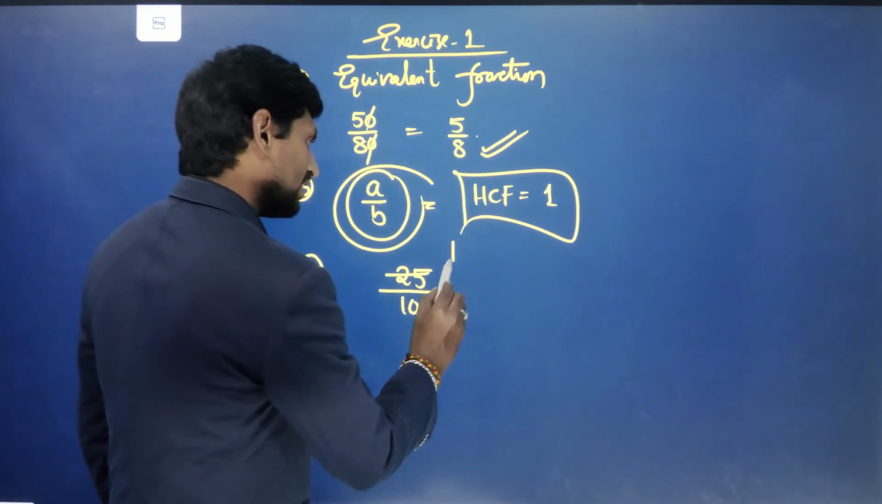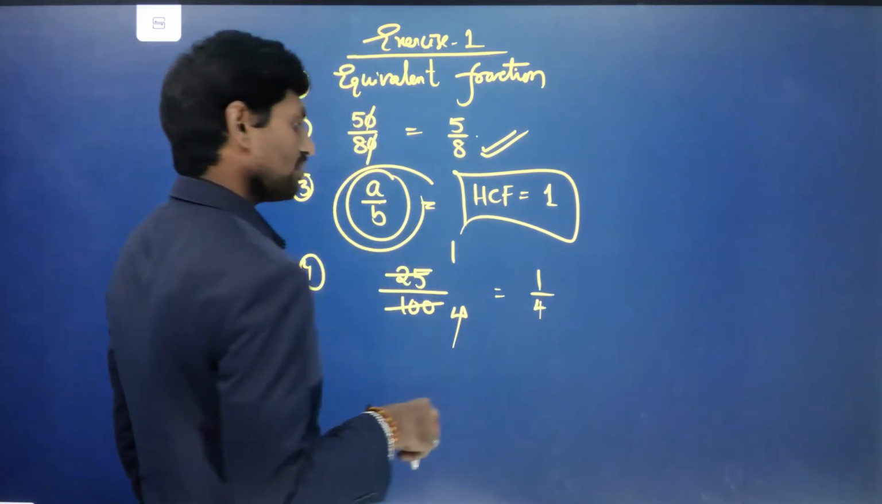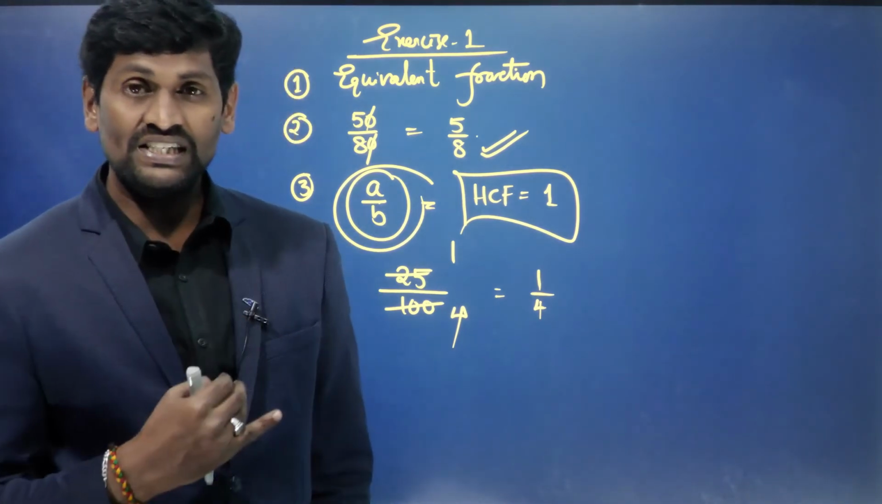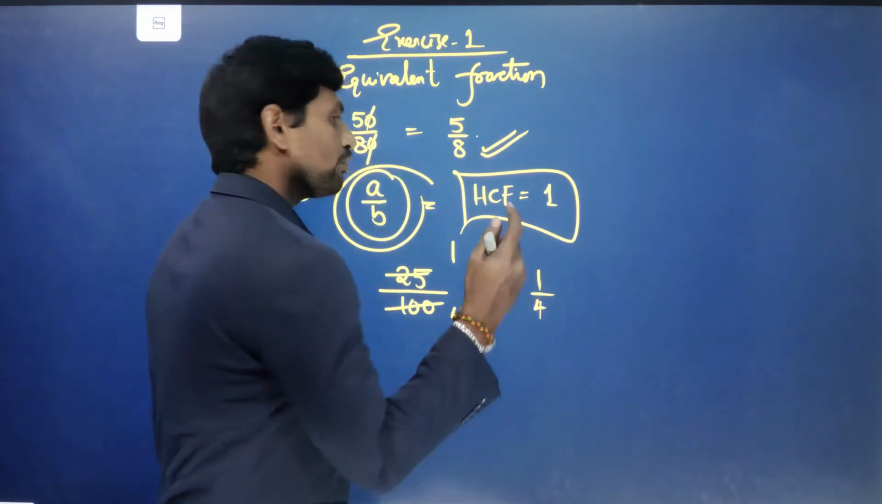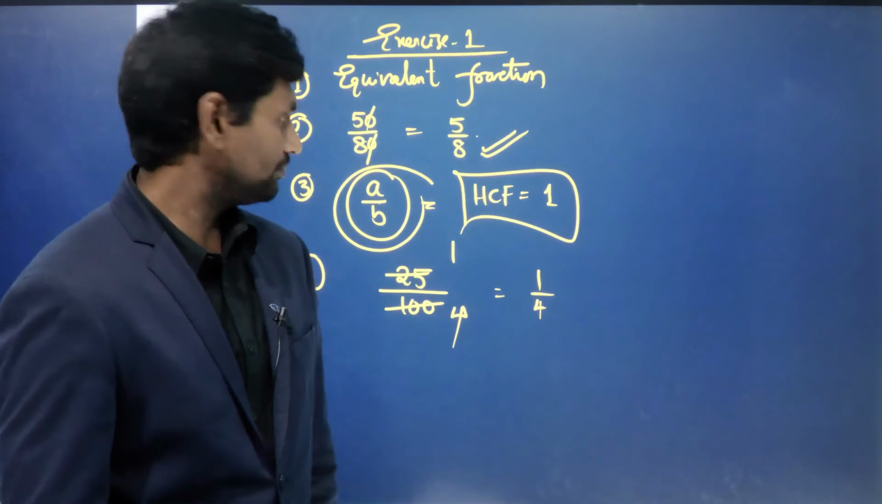Both cancel in the 25 table. 25 ones, 25 fours are 100. So the answer is 1 by 4. So 25 years in a century is a 1 by 4 fraction. Okay, 1 by 4 part.